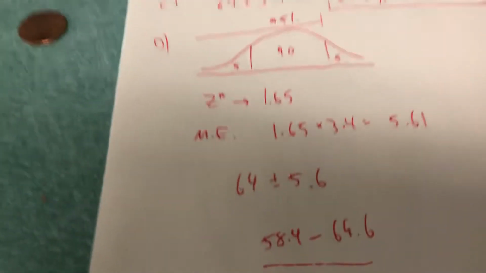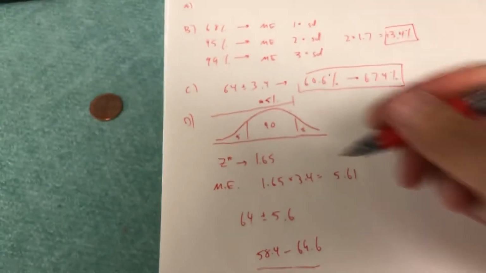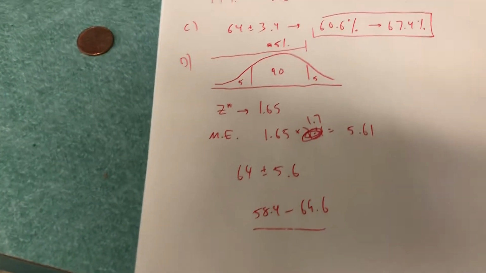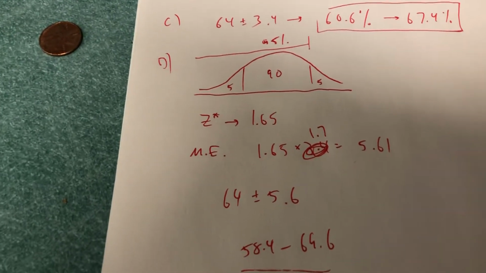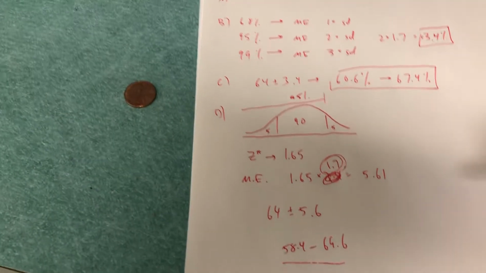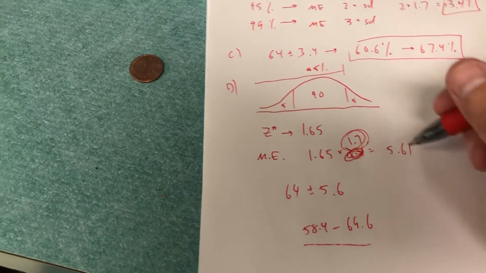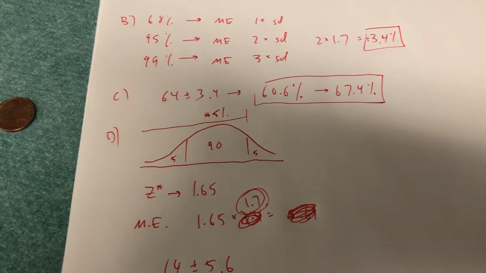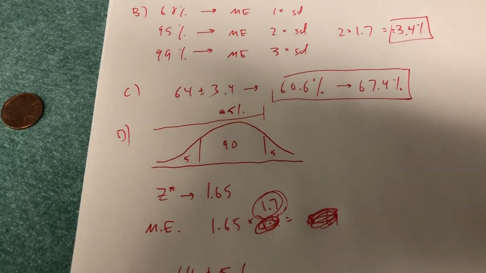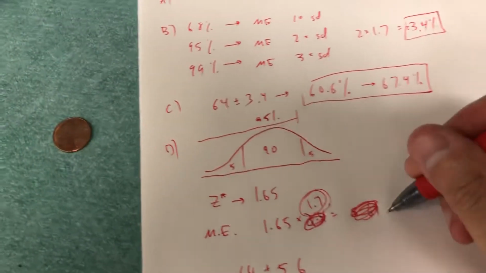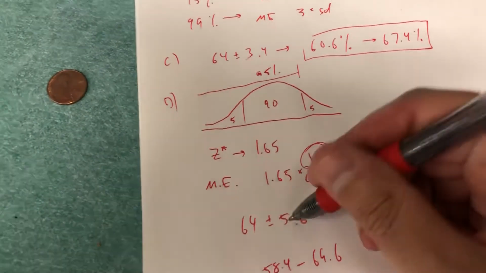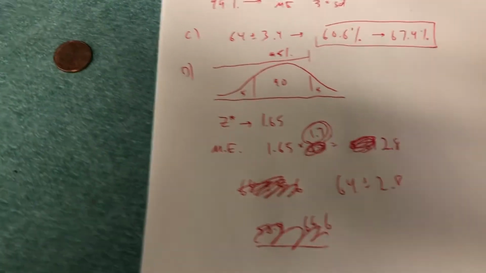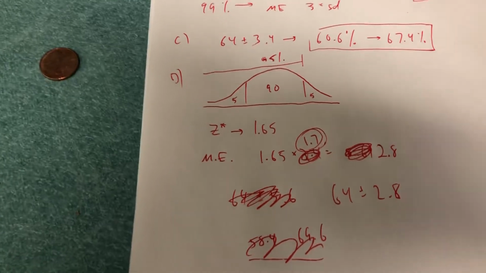Oh, I'm sorry, I used the wrong value here, actually. My original standard deviation here was supposed to be 1.7. Sorry, I used my old margin of error. Sorry, that should be 1.7. So my margin of error is going to be 1.65 times 1.7, which is about 0.28, or 2.8%. Okay, sorry, this is all wrong. 64 plus or minus 2.8%. I have a little bit less confidence, so I should have a little bit tighter interval here.